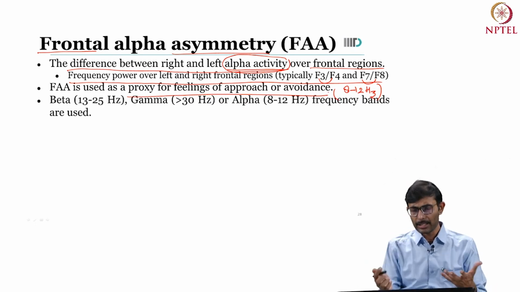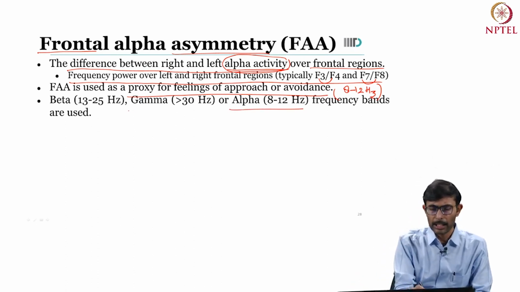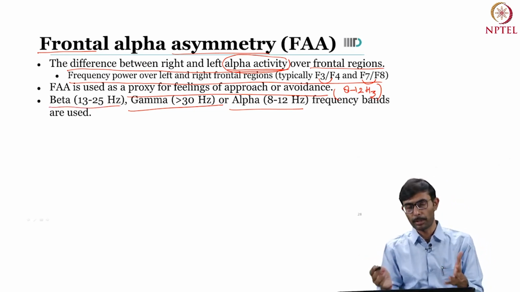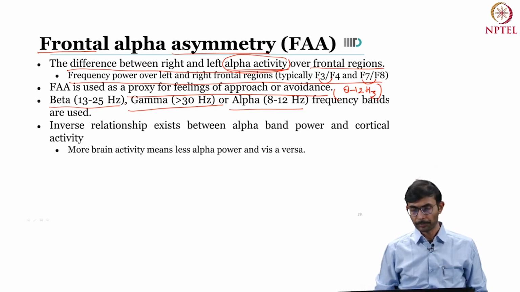represented by the FAA signal. And as I said, mostly we use the alpha band here, but many times the gamma band, which is greater than 30 hertz, and the beta band are also used. But more importantly, this FAA is the most commonly used measure.